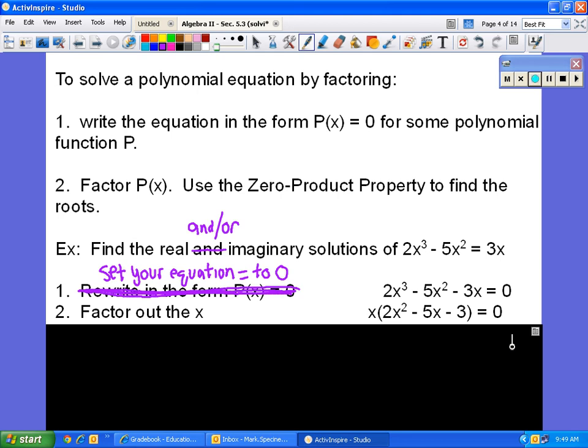Okay, so the next step is to factor this. Okay? How do we do that? George. There you go. Do you know how to factor this? Nope. You should. You learned it the last chapter. Anybody else?